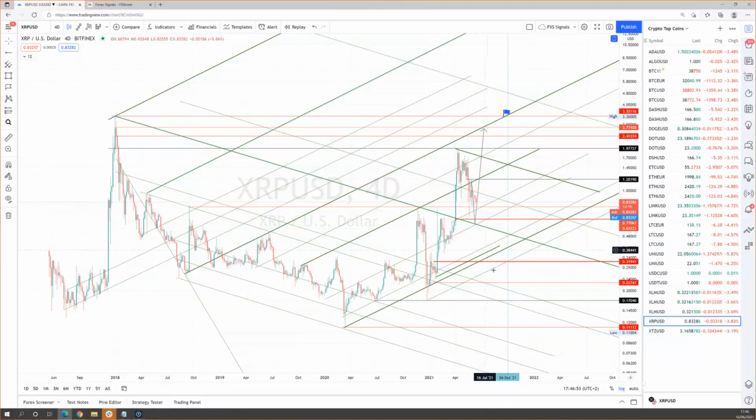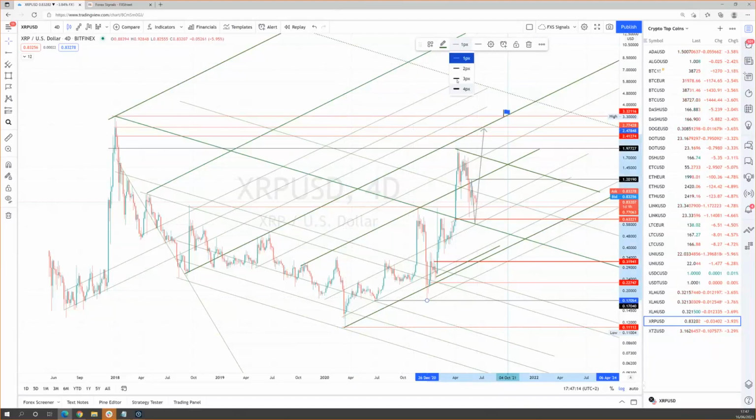But anything that is above this ascending support here that goes back to March 2020, similar to other markets where we can establish these supports, anything that is above that, or even above this descending line here, would be considered still potentially bullish, or at least holders of XRP would use that to accumulate.